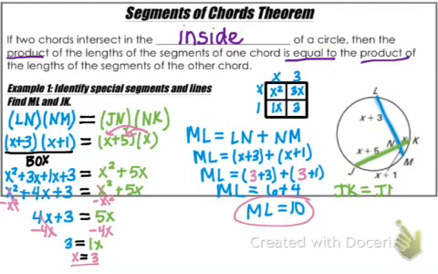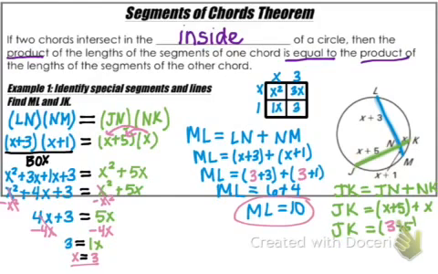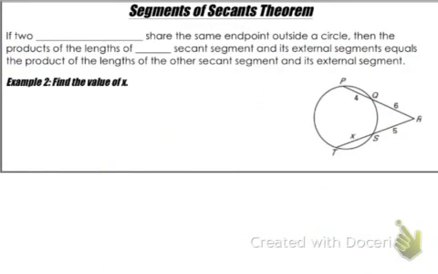Now let's plug in 3 into x's to solve for JK. JK is equal to JN plus NK. JN is x plus 5, and NK is x. So now we plug in 3 for the x's. 3 plus 5 plus 3. Well, 3 plus 5 is 8 plus 3, which JK will be 11. So now we're done. We've solved for both chord lengths.